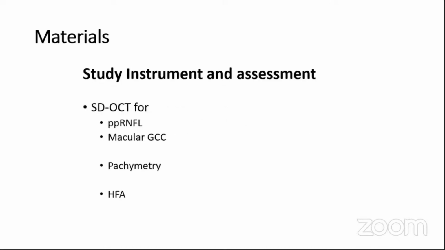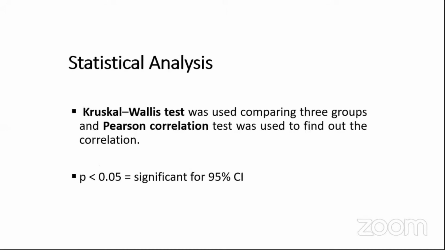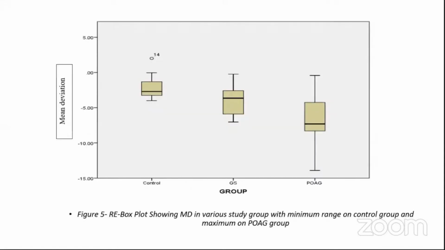These were the instruments I used to examine the patients and to do my research. Here are the tests that I used and the p-value for significance. All right, so here is the box plot. It's showing the mean deviation.